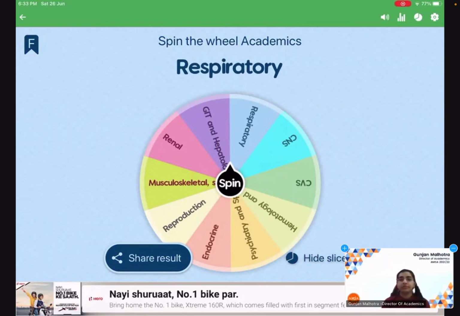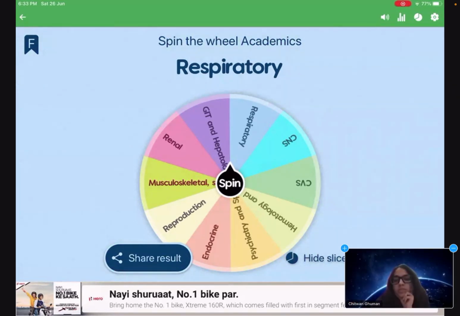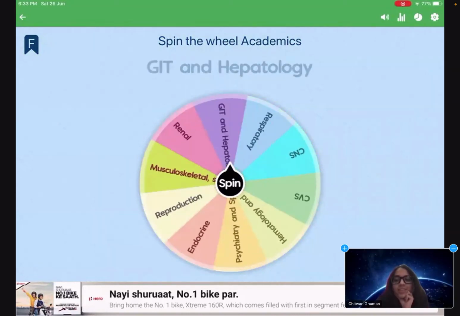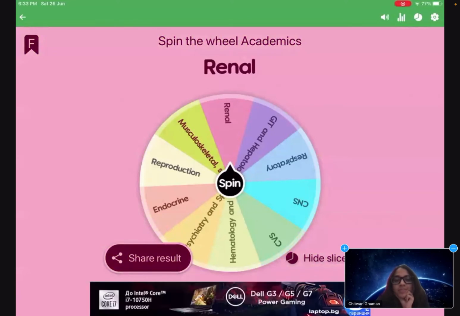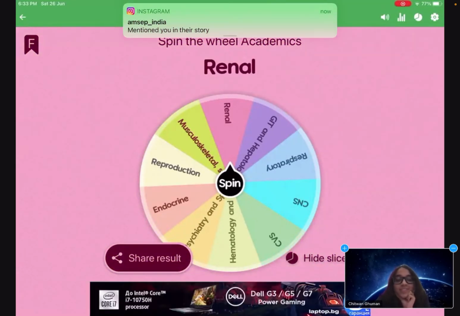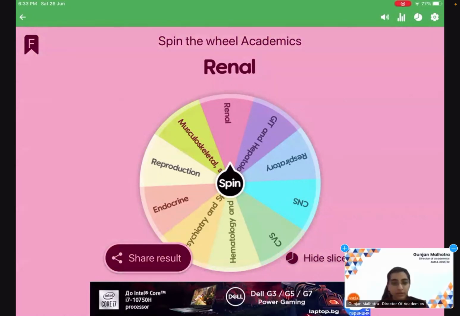Let's begin with Chitwan. Chitwan, can we have you on screen, please? Am I audible, visible? Yes, yes, you're audible and visible. Okay. I don't know what's wrong with this wheel today.